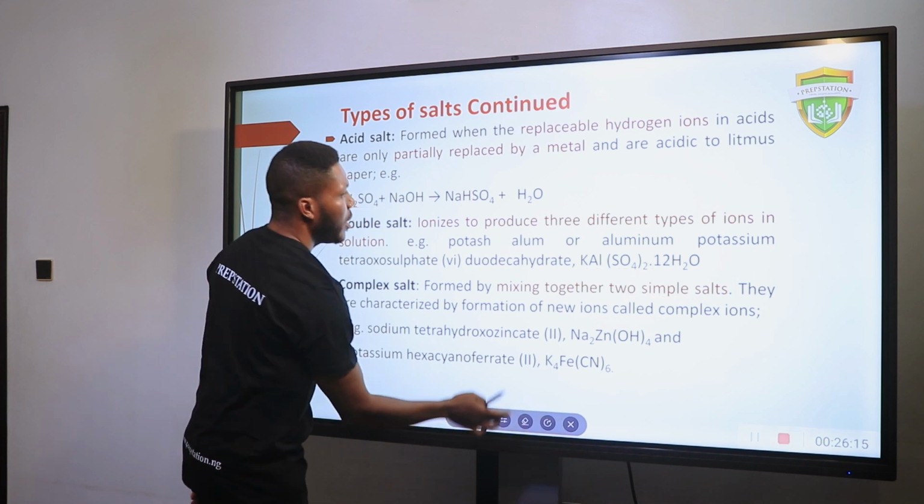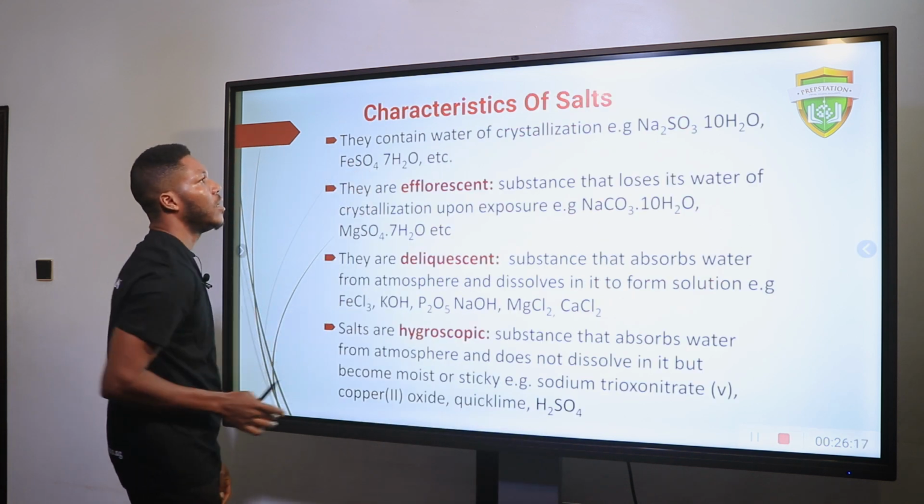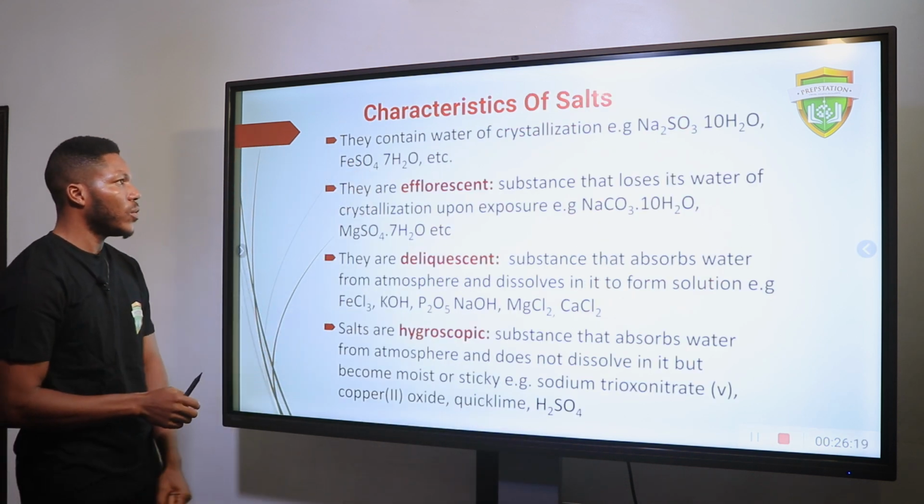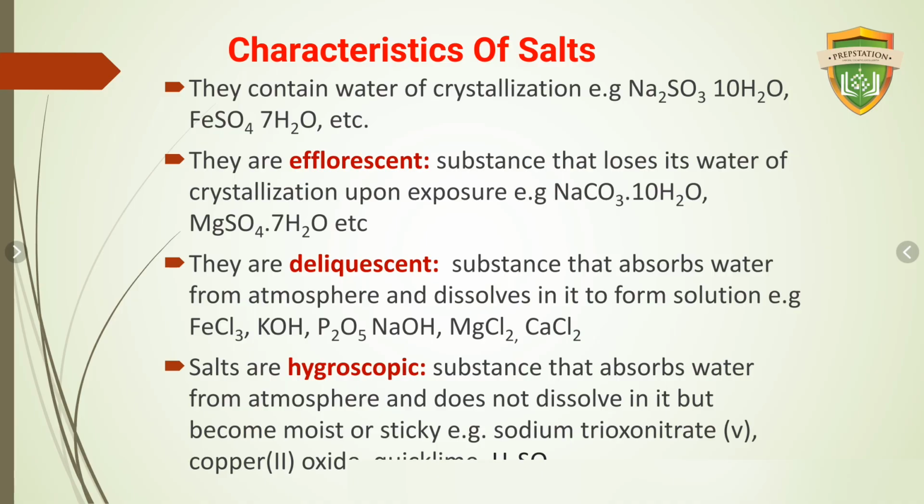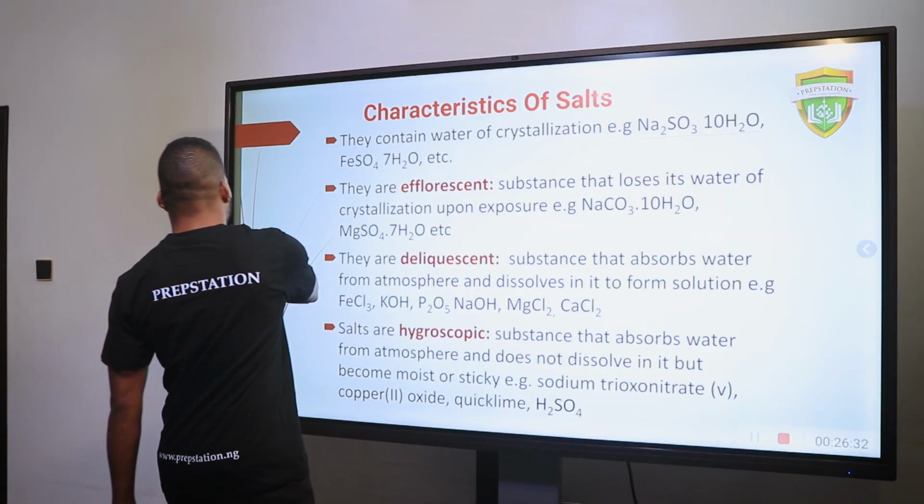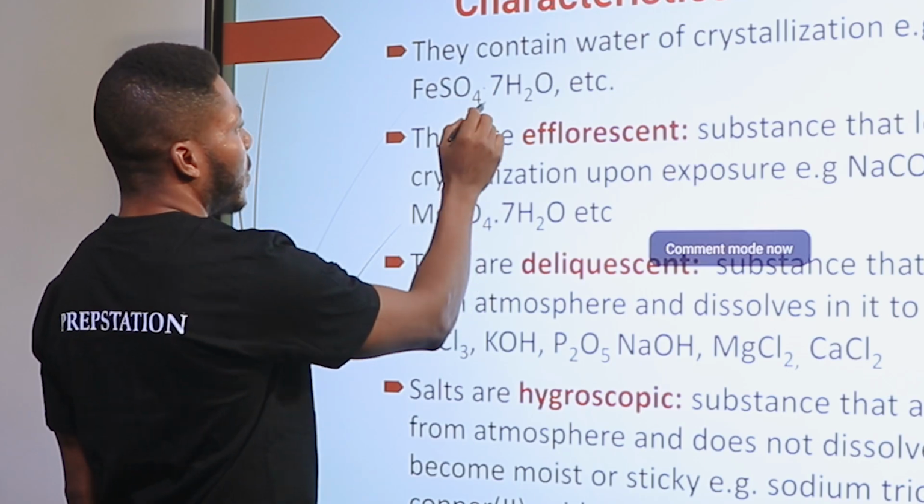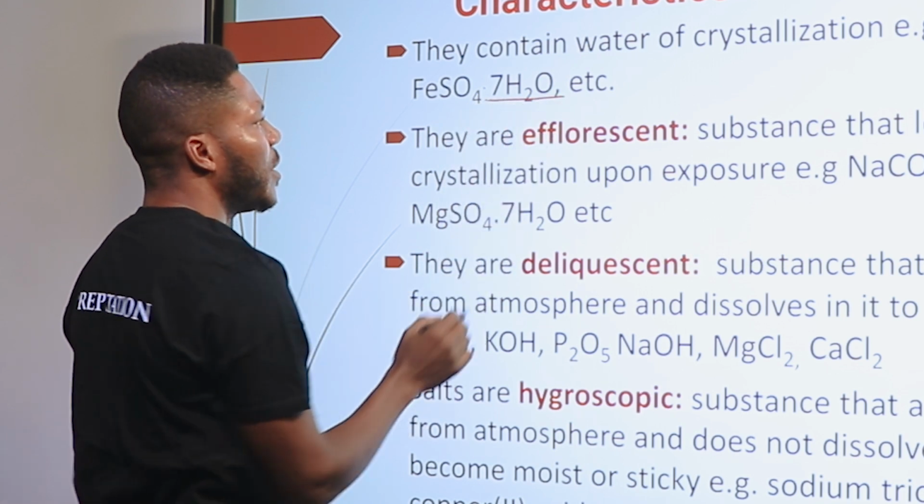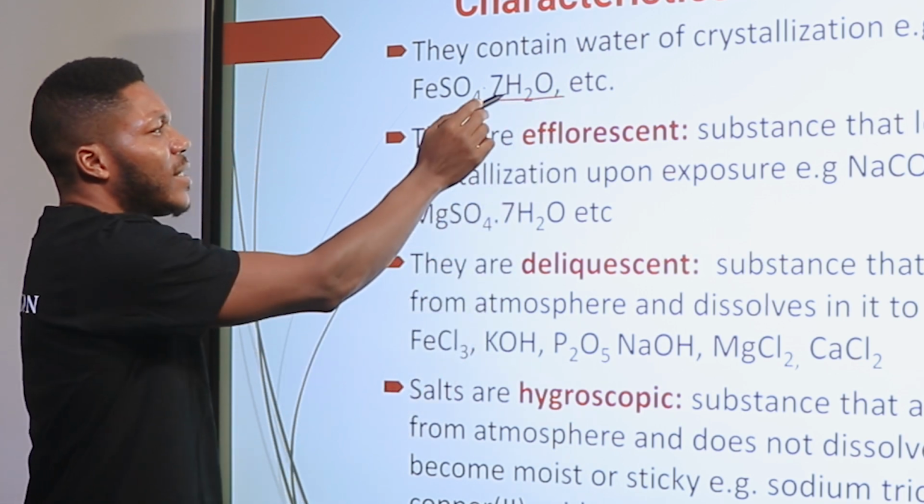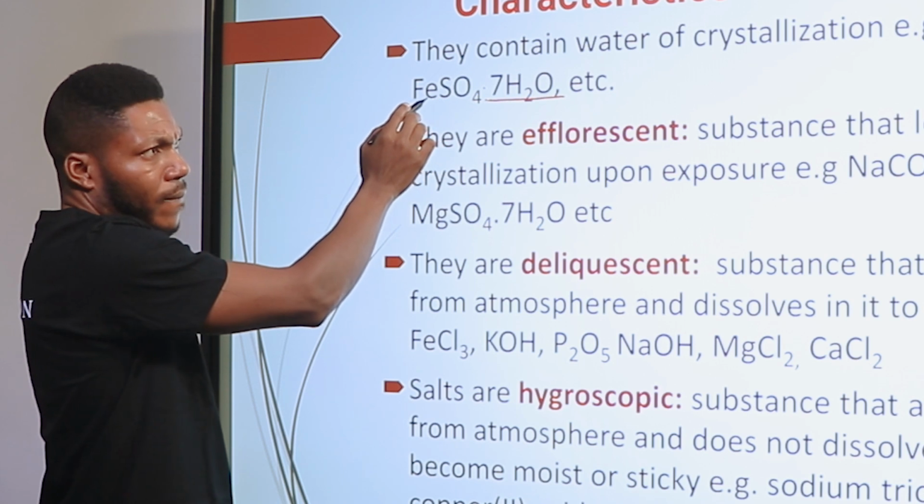All right, let's proceed and look at some characteristics of salts. Salts contain water of crystallization. What does that mean? Water that is chemically bound to a salt. There's a dot here, don't forget: 7H2O. This contains 7 molecules of water.